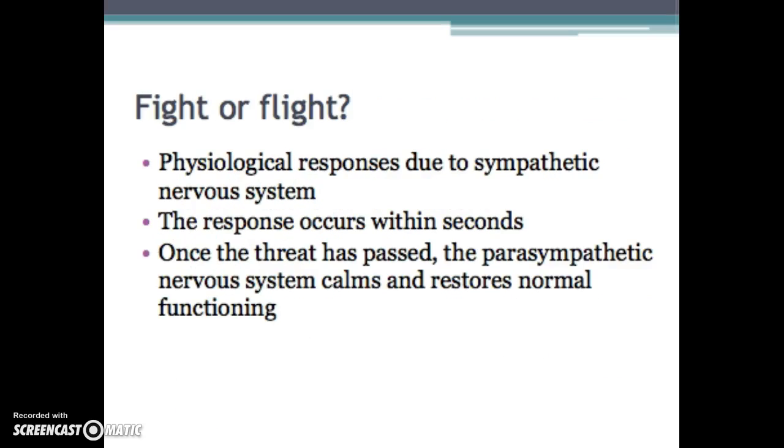These physiological responses are due to our sympathetic nervous system being activated, which you should remember back in Unit 3 when we were looking at the sympathetic and parasympathetic nervous systems. These responses occur within seconds, and once the threat has passed, the parasympathetic nervous system kicks in and it calms down and restores the body to normal functioning.